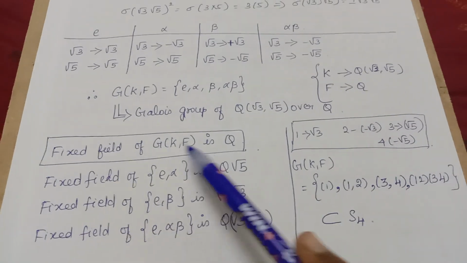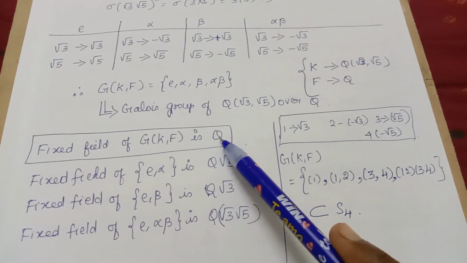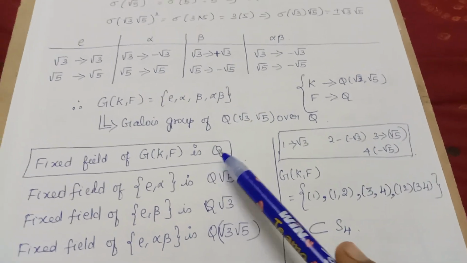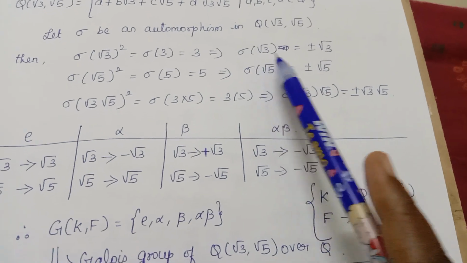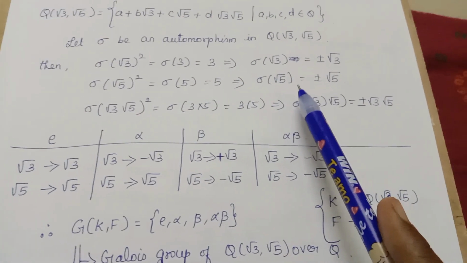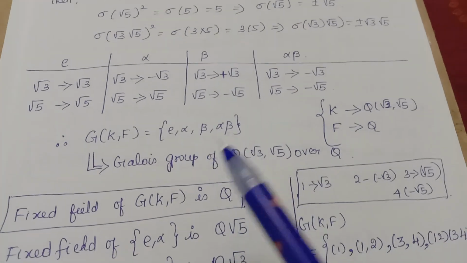Now, what is the fixed field of G of K comma F? Fixed field means what? The elements are kept fixed, no change in the element. Only Q. Because I have told you, if root 3 is there, it may be either plus root 3 or minus root 3. So every irrational number changes its sign. Therefore, only the rational numbers are kept fixed.